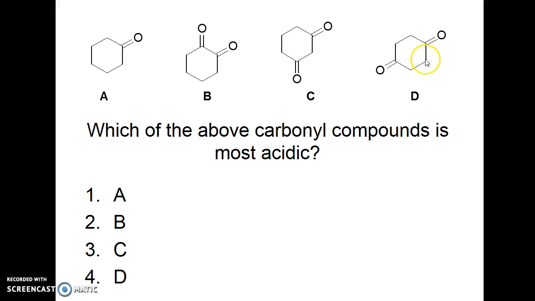Here, this is just a normal ketone again, maybe slightly less than just cyclohexanone. But here we have two ketones that are both alpha to this carbon right here. So we have one that is very acidic. C is most acidic.